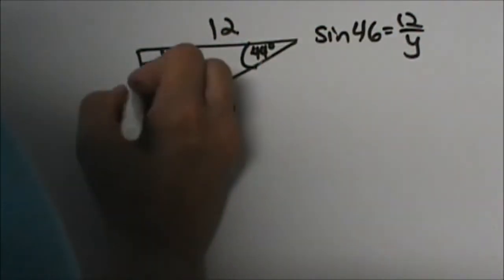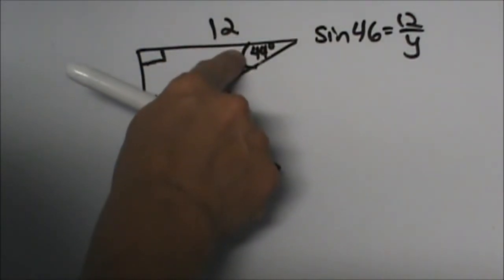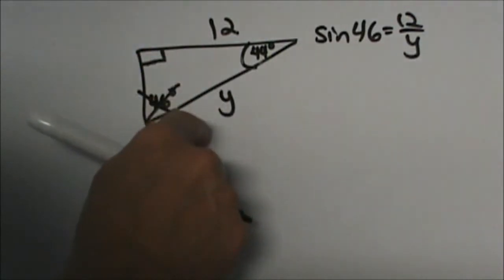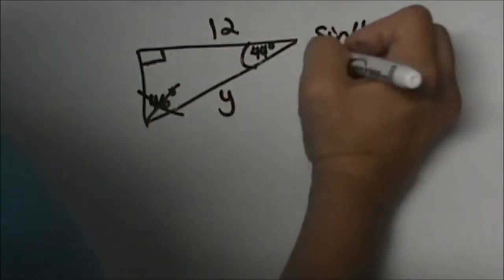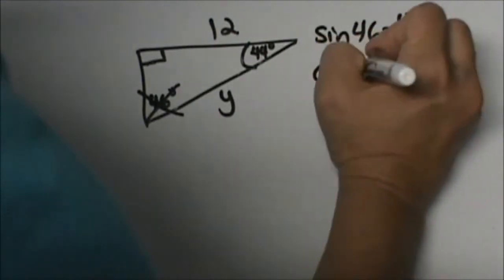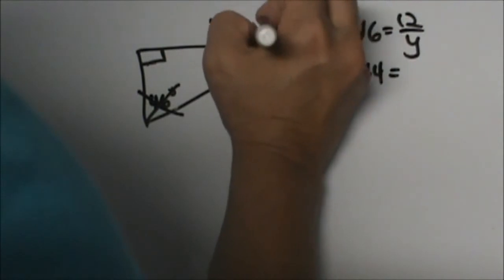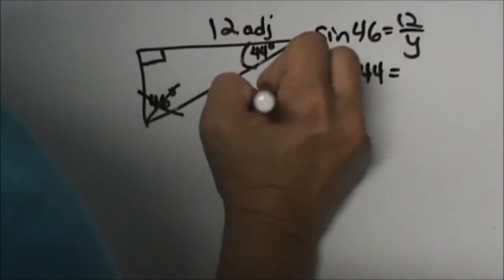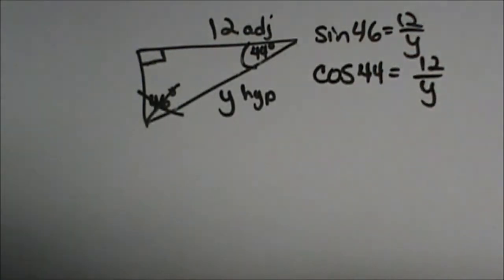Now, let's say we're not going to use the 46. We're going to use the 44. What do we know that this ratio is now? This ratio now has become the cosine. So we can take the cosine of 44 is equal to adjacent over hypotenuse. So we can take 12 over y. And we can solve it.